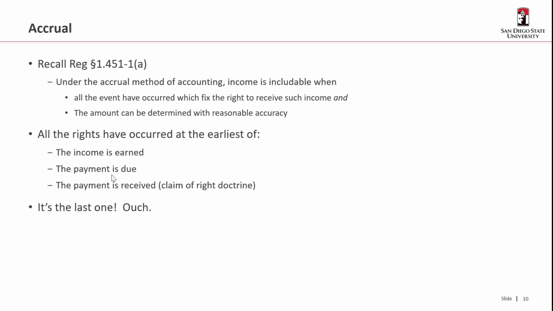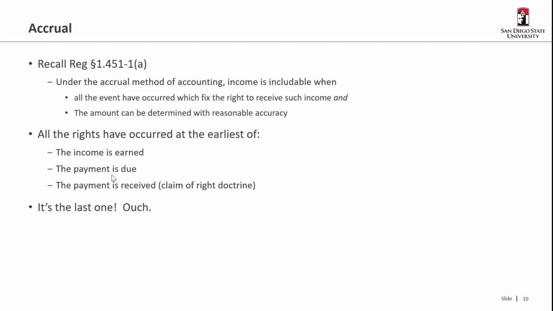Okay, now let's take a look at the accrual method for recognizing income. So under the accrual method of accounting, income is includable when all the events have occurred which fix the right to receive such income and the amount can be determined with reasonable accuracy. And in the tax nomenclature, this is traditionally known as the all events test. So when do you pass the all events test? When all the events have occurred which fix the right to receive the income, and it can be determined with reasonable accuracy. So I definitely understand determined with reasonable accuracy, right? So that means you can reasonably estimate the amount.